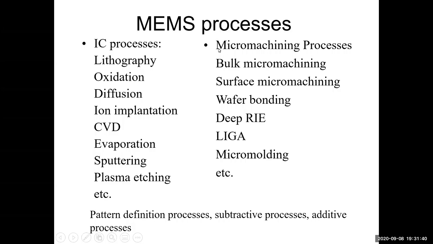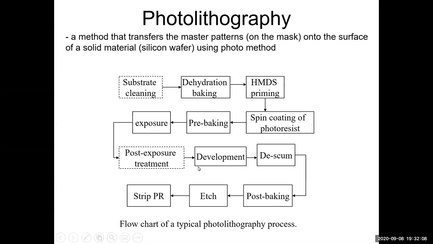And the micromachining processes are processes specifically developed to fabricate MEMS devices, such as bulk micromachining, surface micromachining, wafer bonding, DRIE, LIGA technology, micro molding, and so on. Among all these technologies, if we have to pick the most important one, that will be photolithography. Photolithography is a method that transfers a mask pattern.